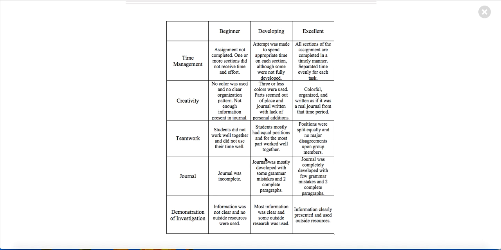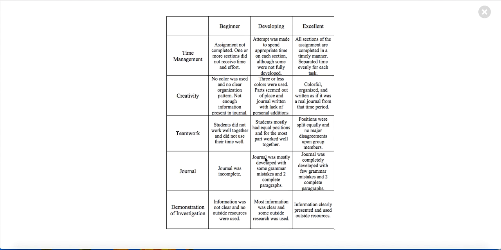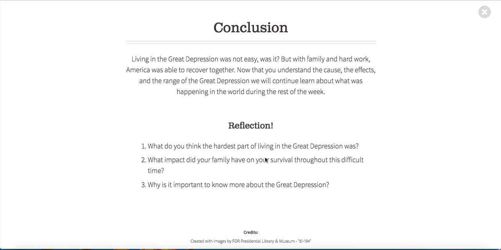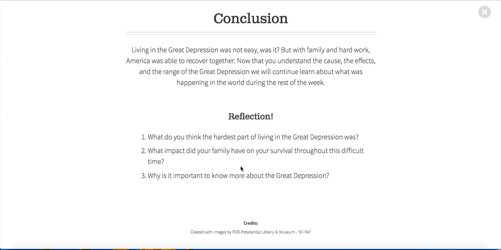Also that the journal is just appropriate, that they're using correct grammar and writing it fully with information in there, and just showing us what they've learned and not just use the sites that we provided. And here, the conclusion, we have 3 reflection questions. One is, what do you think the hardest part of living in the Great Depression was? The second, what impact did your family have on your survival throughout this difficult time? And 3, why is it important to know more about the Great Depression?